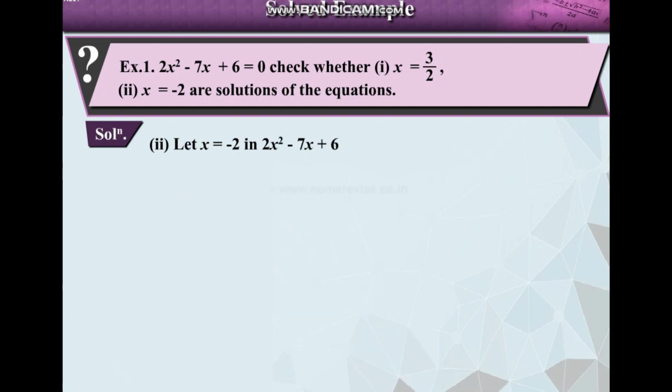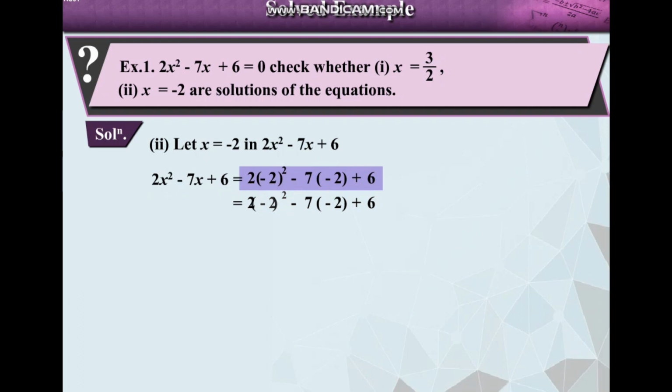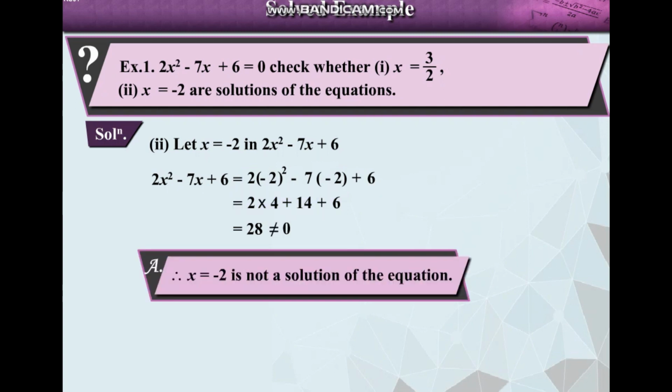2. Let x = −2 in 2x² − 7x + 6. 2x² − 7x + 6 = 2(−2)² − 7(−2) + 6 = 2(4) + 14 + 6 = 28, which is not equal to 0. Therefore, x = −2 is not a solution of the equation.